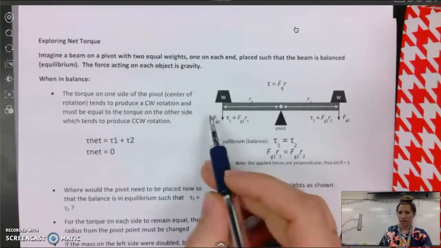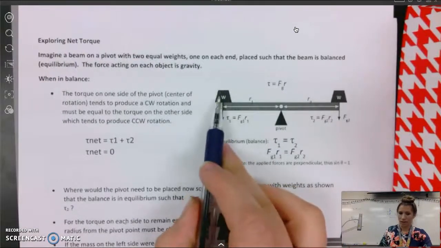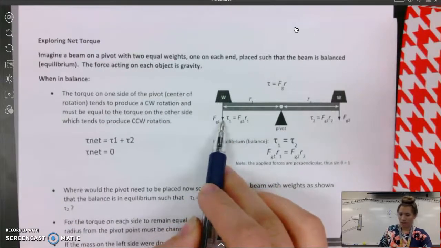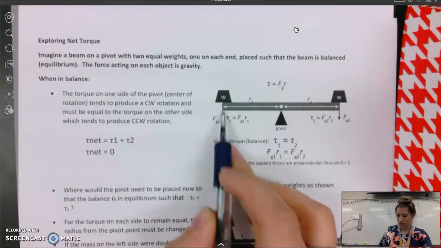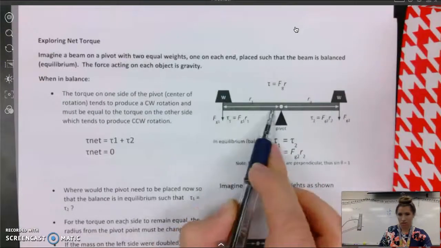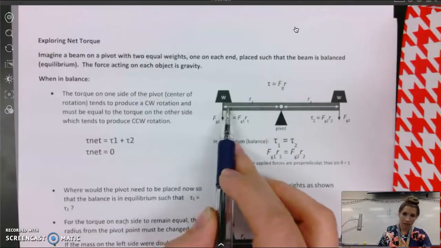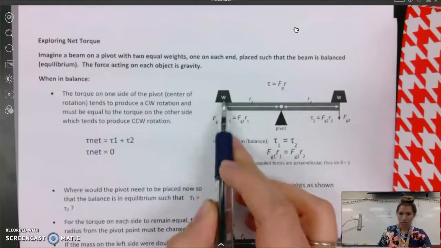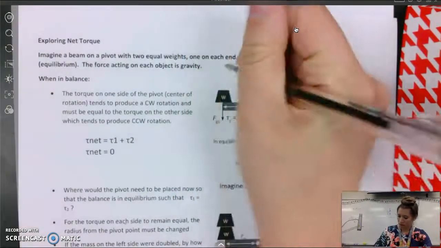We see lots of situations like this where we have some mass, and the mass will have a force due to gravity, and it's often set up in a way like this where that force is perpendicular to the lever arm. And so we don't have to find the perpendicular component of it because it's all perpendicular. And the only force that's causing that is the force due to gravity. So let's talk about that really quick.